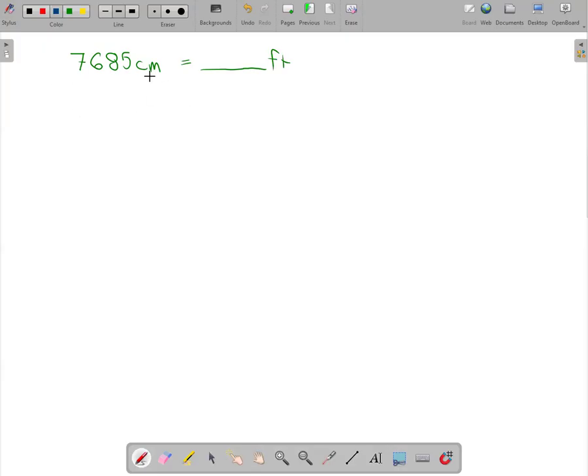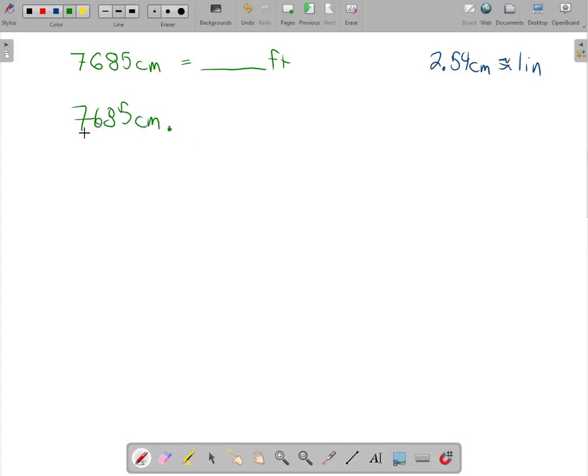First thing I would do is say, well, I remember centimeters to inches, right? Earlier, we noted that there's about 2.5 or 2.54 centimeters in an inch. Is that an exact relationship? No, it's really approximate, not completely exact. So we're just going to put a wavy sign there. So from the 7,685 centimeters, if you're not sure whether to multiply or divide, then make your conversion fraction.